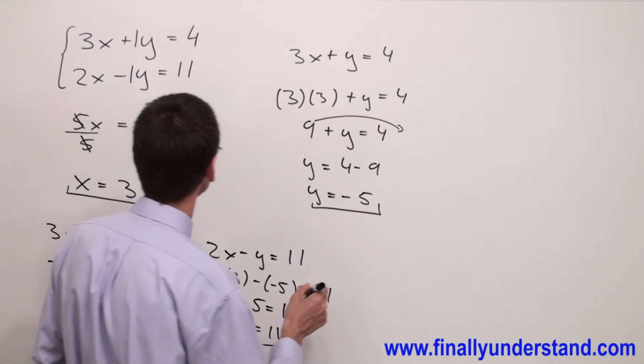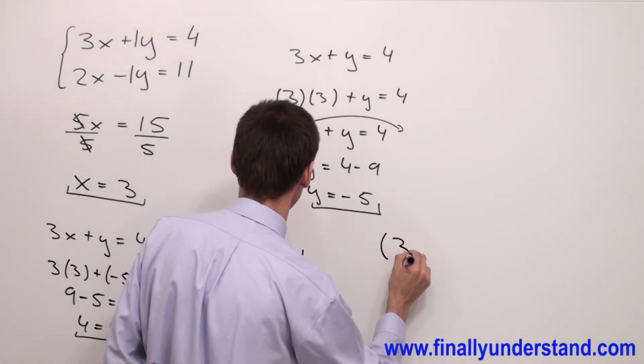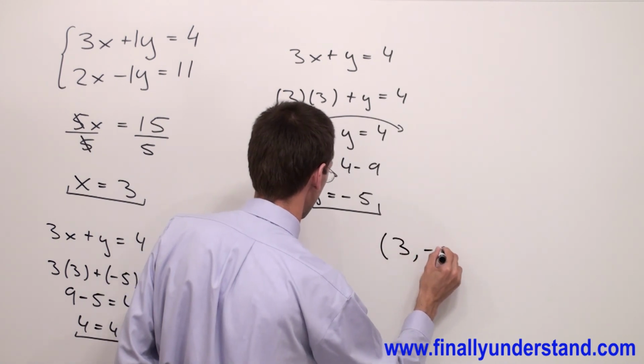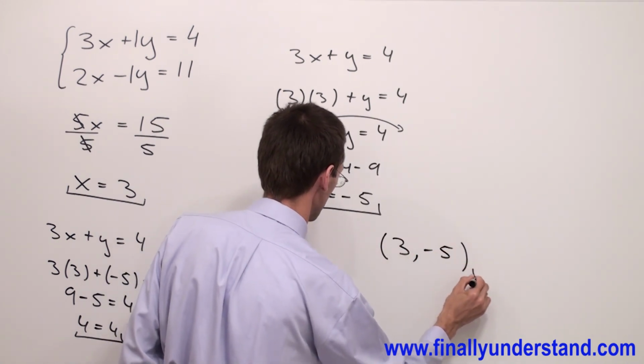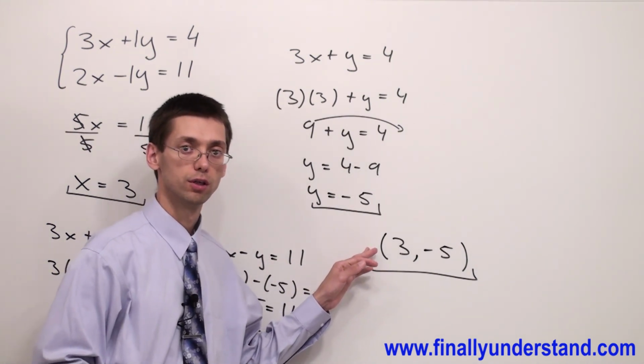So the ordered pair (3, negative 5) is the correct solution to my problem.